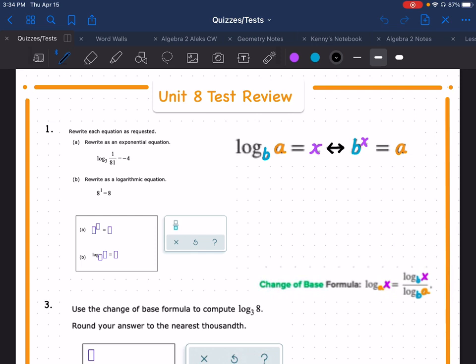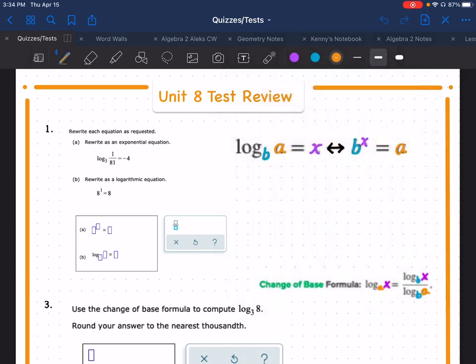Number 1 is the one where they're going to ask you to change from the logarithmic form to the exponential, and then from the exponential to the logarithmic. Take a look at how yours are. It doesn't have to be in the same order as mine. My second one is asking me to rewrite it as an exponential equation. It's in the logarithmic form, which is this form right here, and it's asking me to change it into this form here.